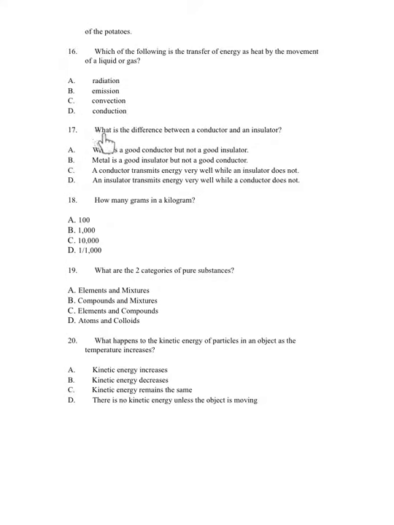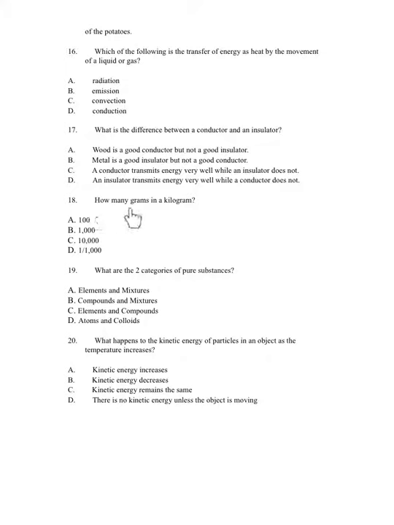Number 17. What is the difference between a conductor and an insulator? A. Wood is a good conductor, but not a good insulator. B. Metal is a good insulator, but not a good conductor. C. A conductor transmits energy very well, while an insulator does not. D. An insulator transmits energy very well, while a conductor does not.